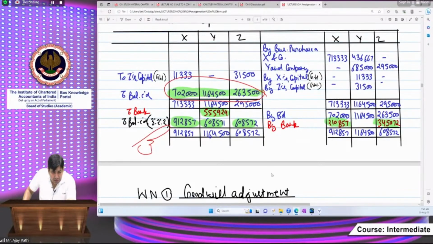Okay. Sir, can we prepare combined revaluation account and balance sheet instead of separately? Yes, beta Sunil, we can do that in smart columnar form.